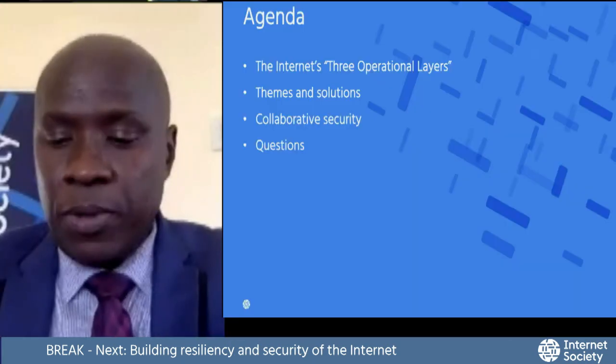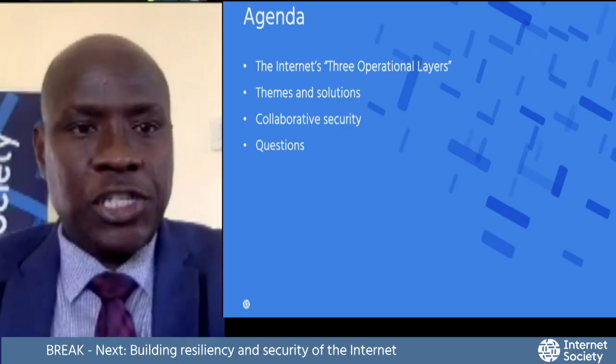I did speak this morning already on what you call the three operational layers. Then I'll be focused a bit on some themes and solutions that we can focus on when we're discussing building security and resiliency in the internet, and then focus a bit on what we call collaborative security, because we cannot solve all these challenges by ourselves. So we need to work with others. And then, of course, there will be opportunity to ask questions as well.